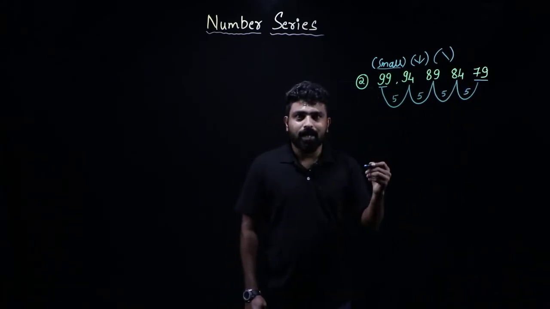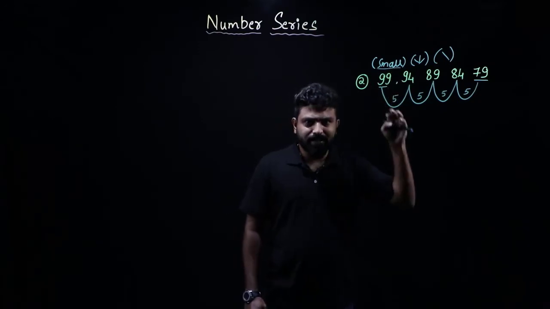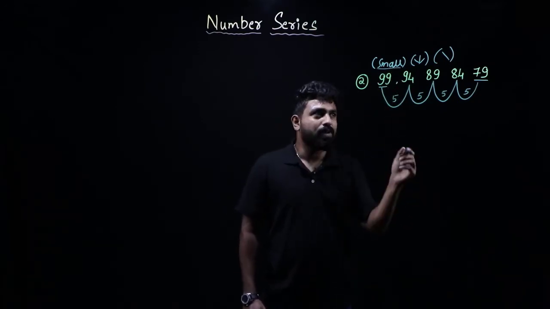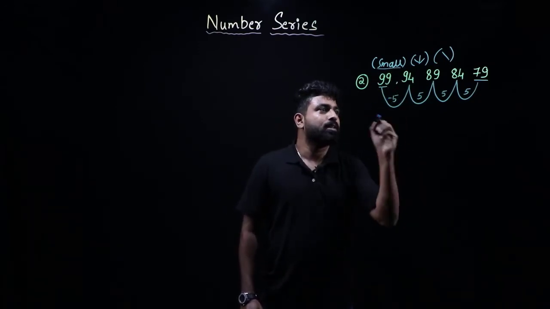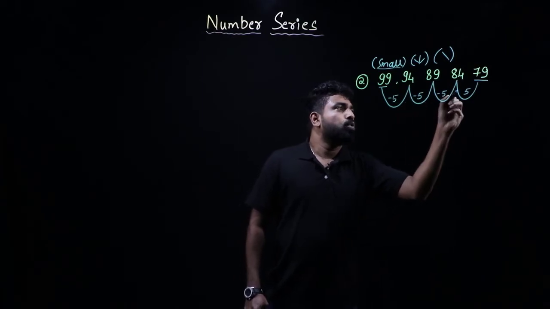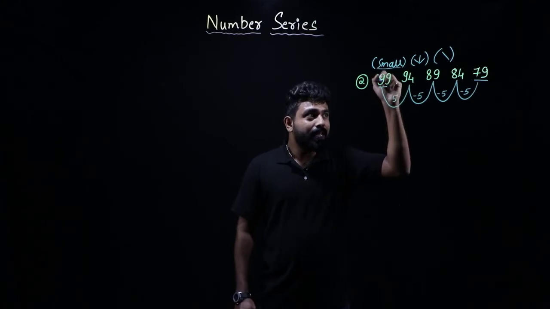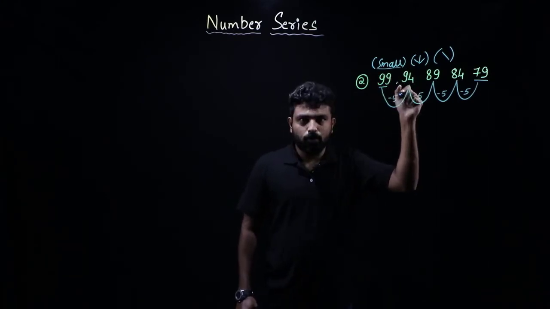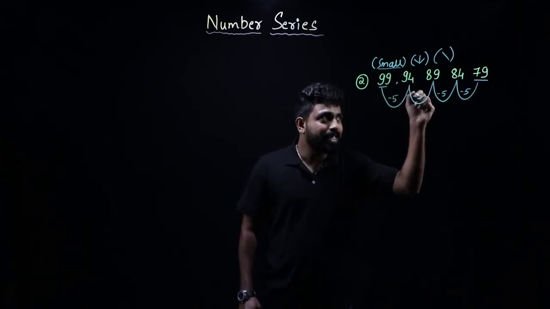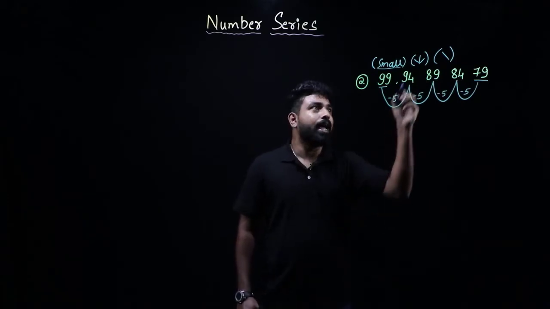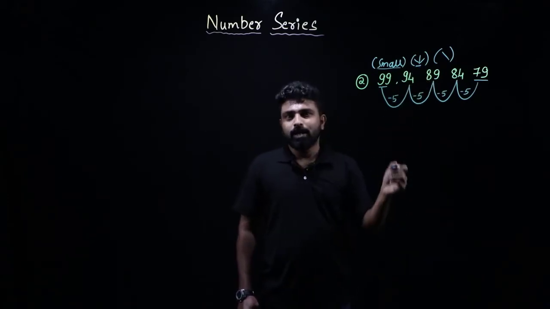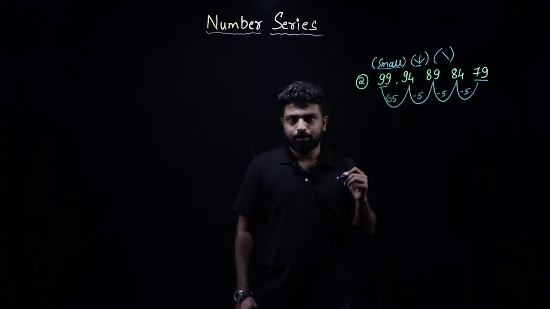But unlike in the last example, this series is decreasing. Hence whenever there is decrement, we'll have to use a negative sign here. So why do we use the negative sign here? Because 99 is decreasing by 5 to become 94. And again 94 is decreasing by 5 to become 89. Hence whenever there is a decrement, we have to use a negative sign.